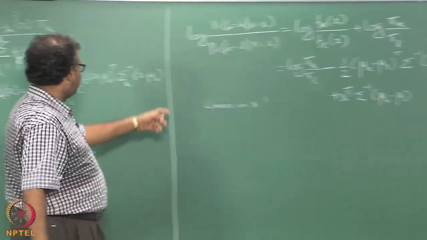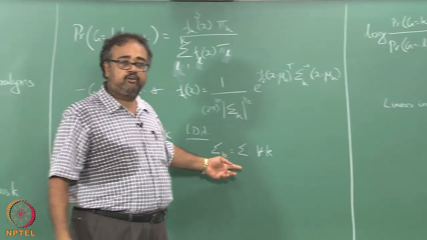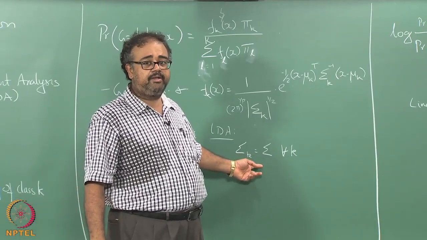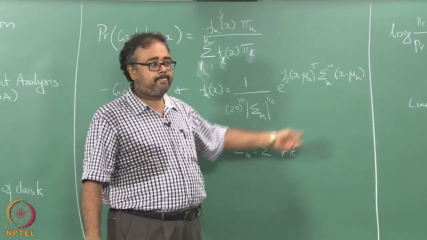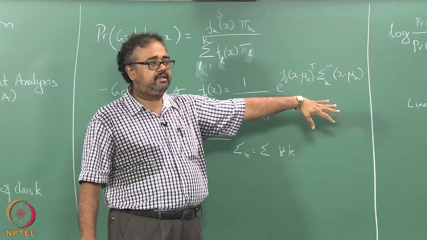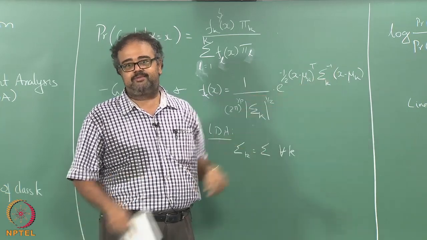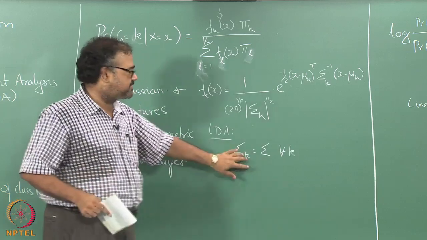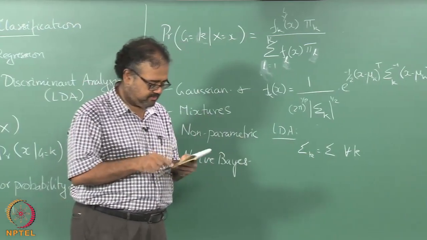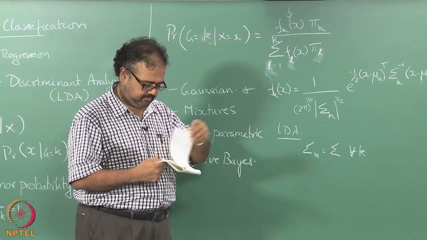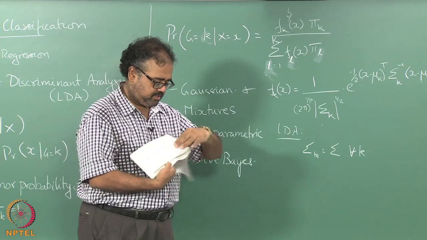So to get the linearity we needed to make this assumption. If we do not make this assumption, what will happen? The x squared term will stay there, and what we get is QDA. I told you about QDA. So if I do not make this assumption, I will get QDA.